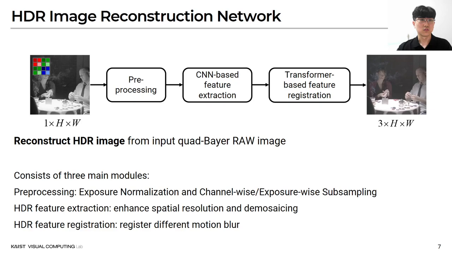In order to jointly solve both the demosaicing and deghosting problems, we propose a network that takes a Quad-Bayer raw image as input and reconstructs HDR images at the same resolution. Our network can be divided into three main components. First, the preprocessing step performs exposure normalization and both channel-wise and exposure-wise subsampling. Next, CNN-based feature extraction is for spatial resolution enhancement and demosaicing. Lastly, the feature registration module registers different motion blur between exposure levels.